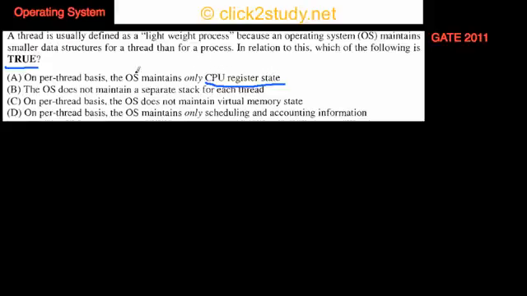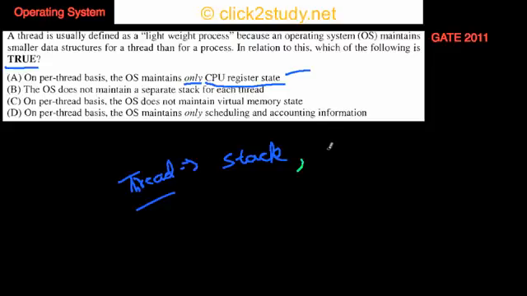The operating system maintains CPU registers for a particular thread, that is also true. But when they say only this, then it is not true, because along with this CPU register state, a thread also maintains its own stack. A thread has its own registers and its own stack, and these are different for all threads. If there was no "only", this would be true, but we don't see stack here, so this is not true.